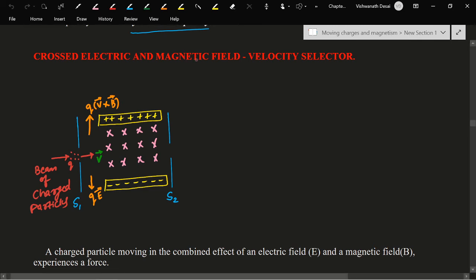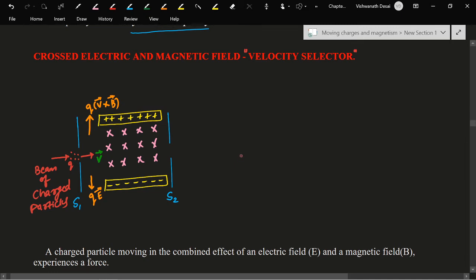Crossed electric and magnetic field velocity selector. So, crossed electric and magnetic field. In the figure you can see that crossed electric and magnetic field means the electric field and magnetic field are perpendicular to each other, they are crossed. And velocity selector: the velocity selector is a device used to select charged particles of a particular velocity out of a beam of charged particles having different velocities.